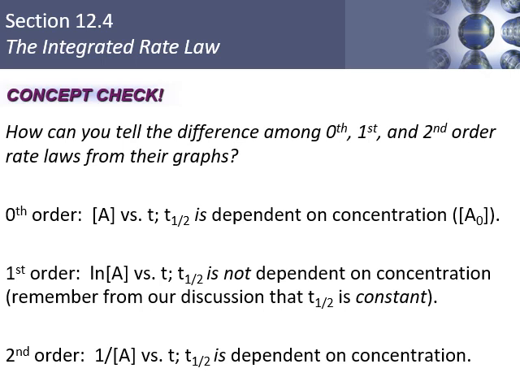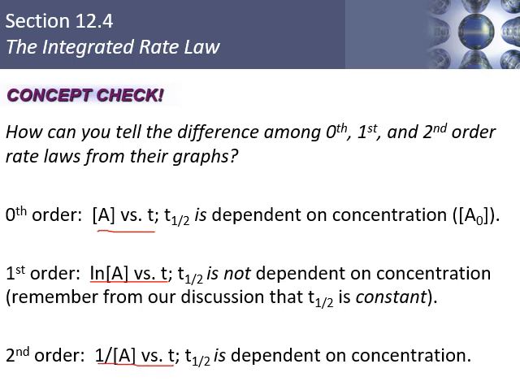So here's another concept check. How can you tell the difference between first, second, and zero order by looking at the graph? So the first part is if it's zero order, you'll get a straight line if you just plot the concentration versus the time. If it's first order, you'll get a straight line if you plot the logarithm of the concentration versus the time. And second order, you'll get a straight line if you plot 1 over the concentration versus the time.